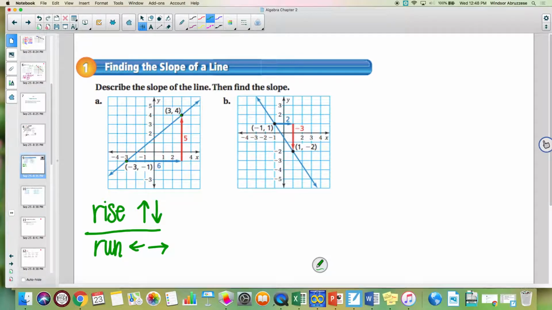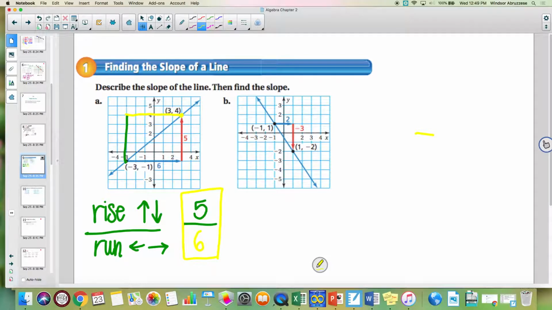I'm going to go from this point, -3, -1, and I'm going to rise in the positive direction up. 1, 2, 3, 4, 5. I went up, +5. Now I'm going to run. 1, 2, 3, 4, 5, 6. When I go to the right, that is +6. So my slope is 5/6. In letter B, just by looking at the line, I know that my answer should be a negative fraction. So I'm going to throw a negative over here just to help me remember.